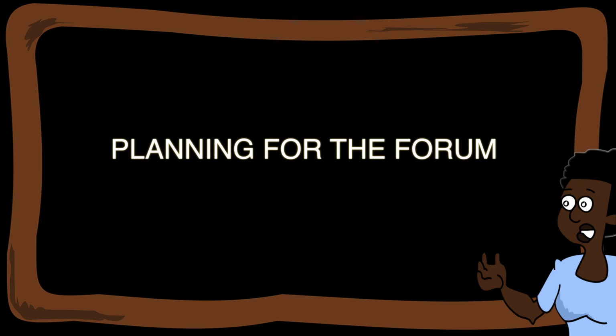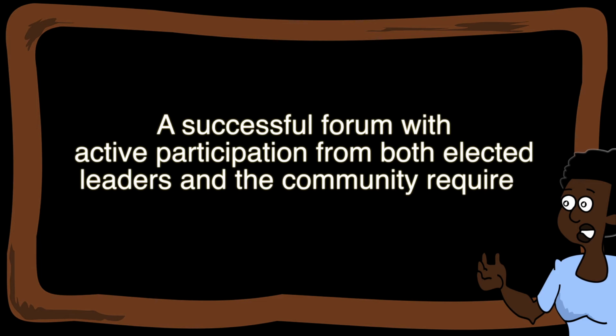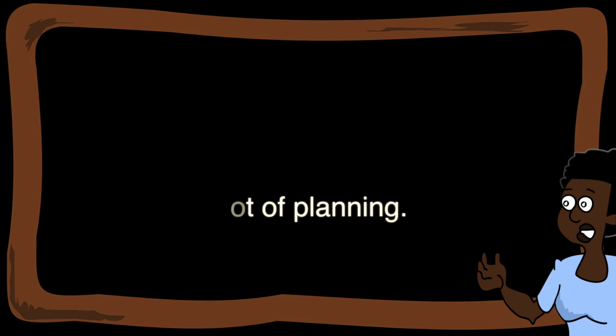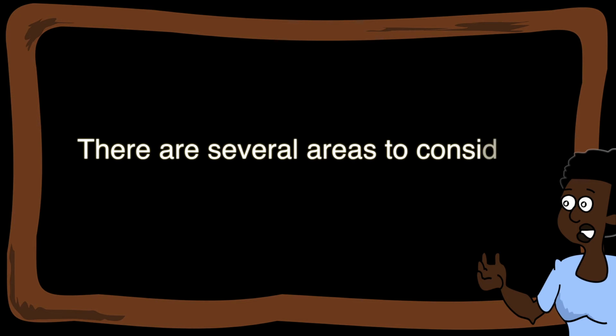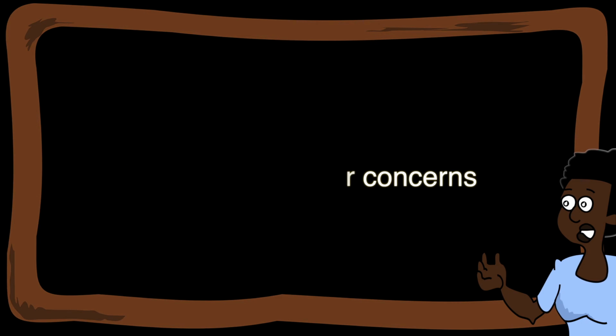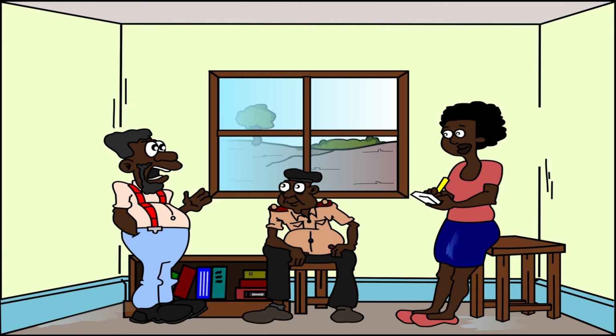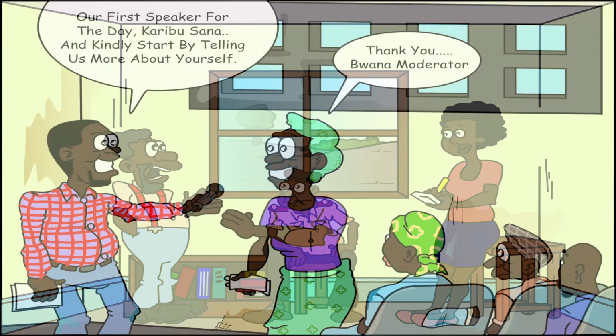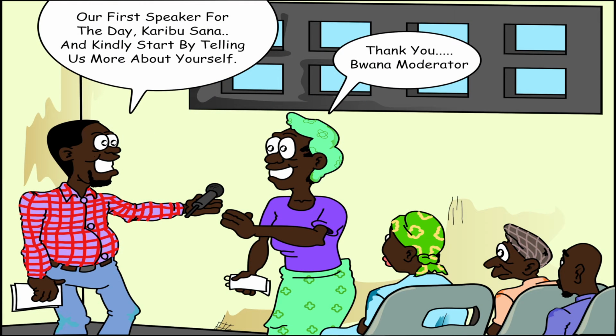Planning for the forum. A successful forum with active participation from both elected leaders and the community requires a lot of planning. There are several areas to consider. Engaging with the community and documenting their concerns. Liaise with the local chief or get the chief's permission to hold a community meeting and invite the public to voice their concerns and desires for their community. Have a moderator guide the discussion and ensure that a variety of people are able to talk.